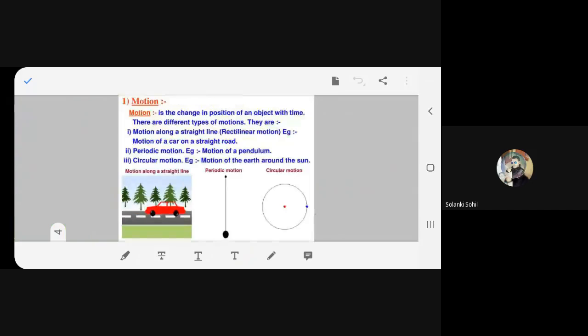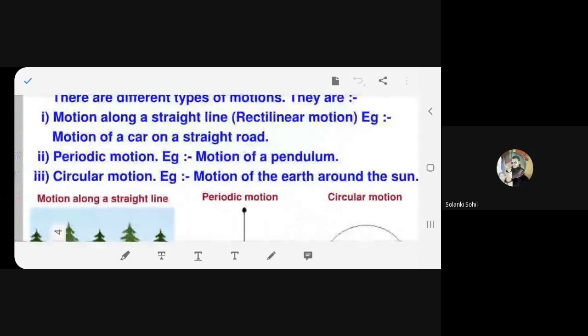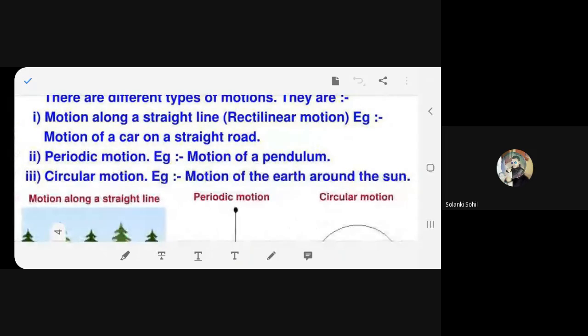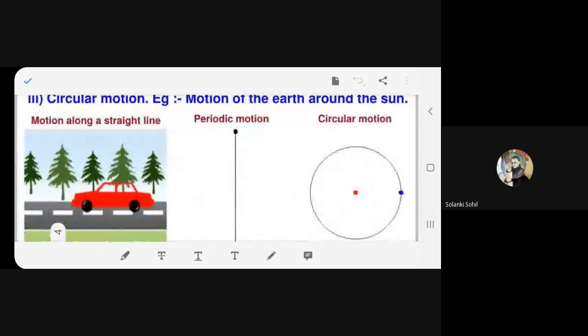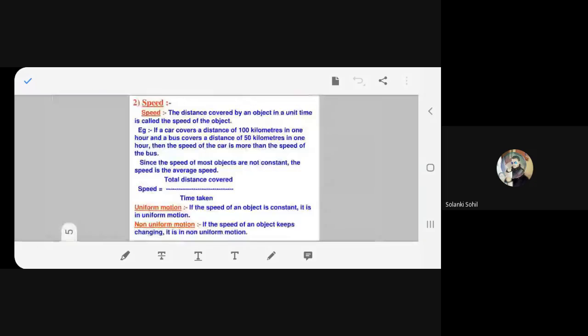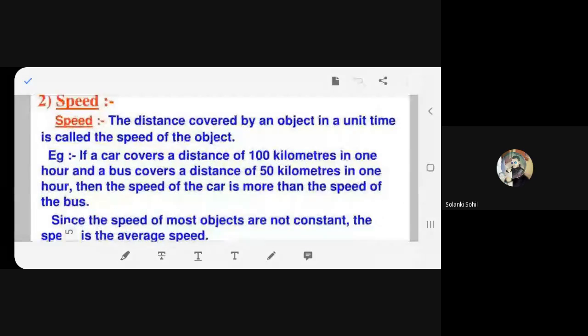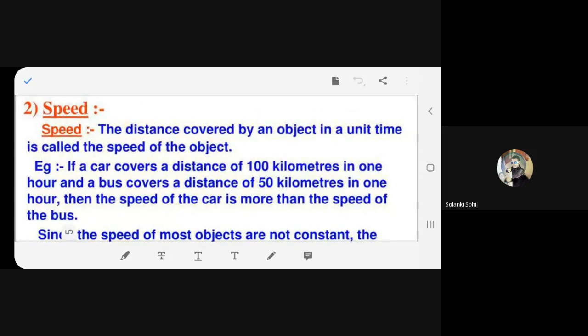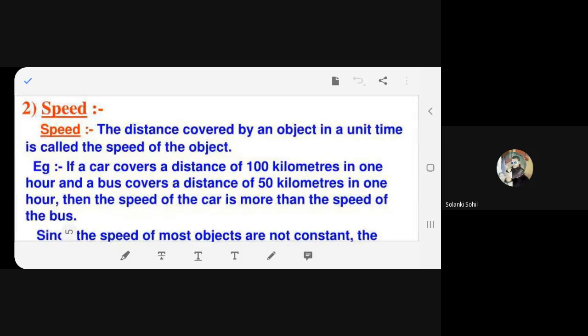So this much, have you understood the types of motion? Do you have any problem? Girls, do you have any problem understanding? No, ma'am. Now we come to the second topic, that is speed. So motion is over. Now we are coming to speed.